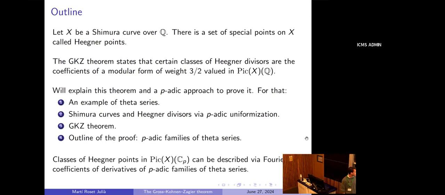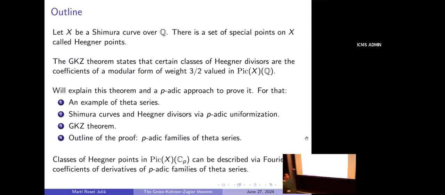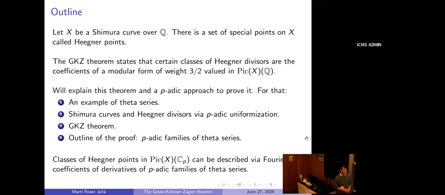So if we had to summarize the proof in a couple of sentences, we would say that the key is that the classes of Heegner points viewed in the C_p points of the Jacobian can be described using Fourier coefficients of derivatives of p-adic families of theta series. So then the modularity statement involving the Gross-Kohnen-Zagier generating series that can look maybe rather mysterious follows from a simpler modularity statement involving theta series.